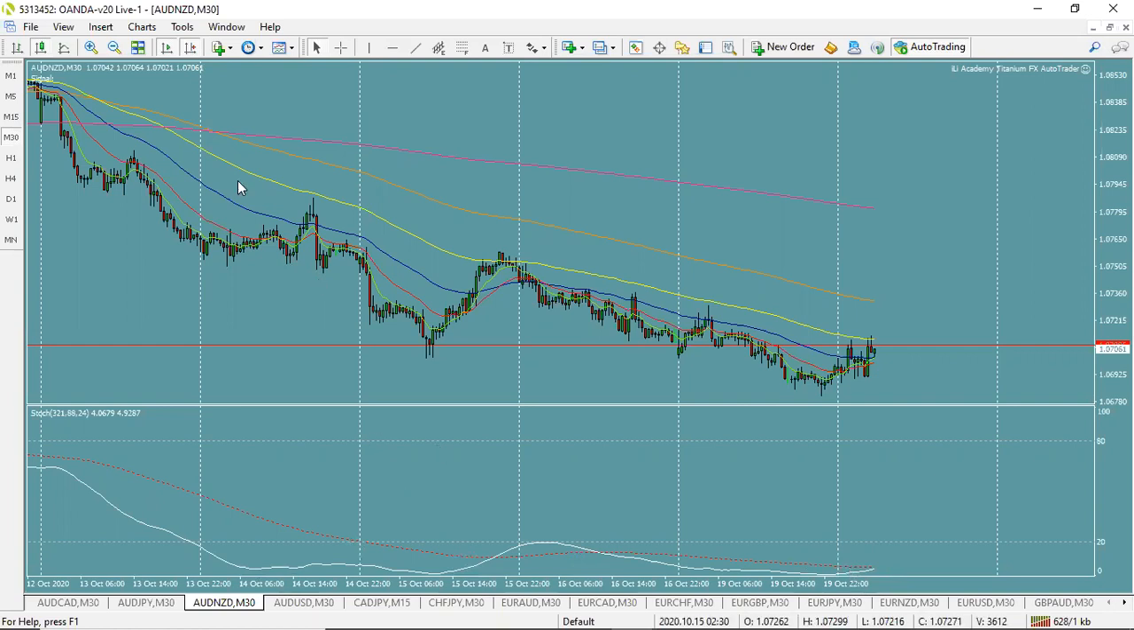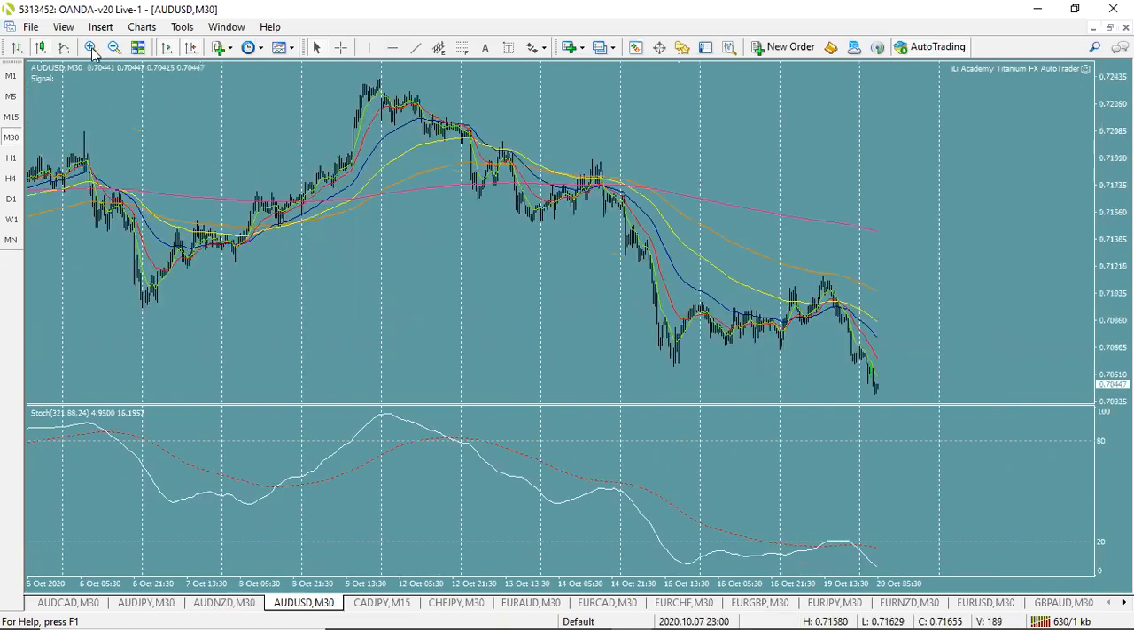So that's the Aussie New Zealand. We're just waiting on this pullback. Drop your order maybe on the 21 or the 50. That would be where I would look to drop my order.